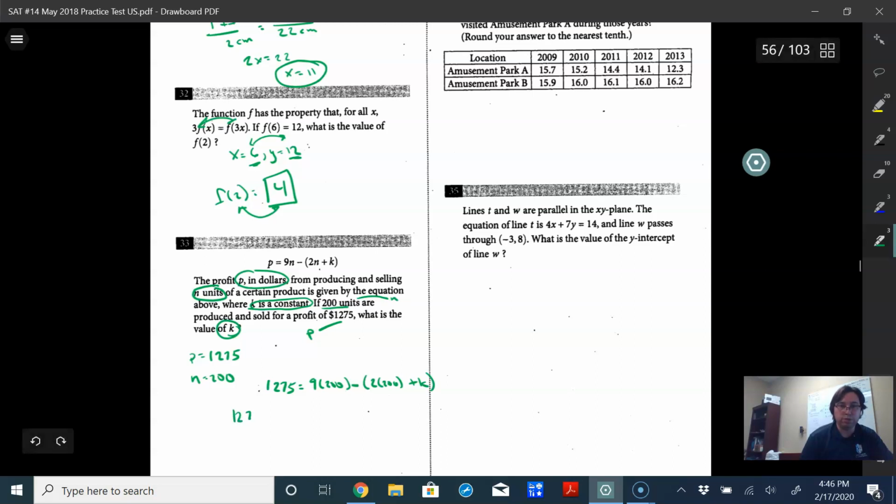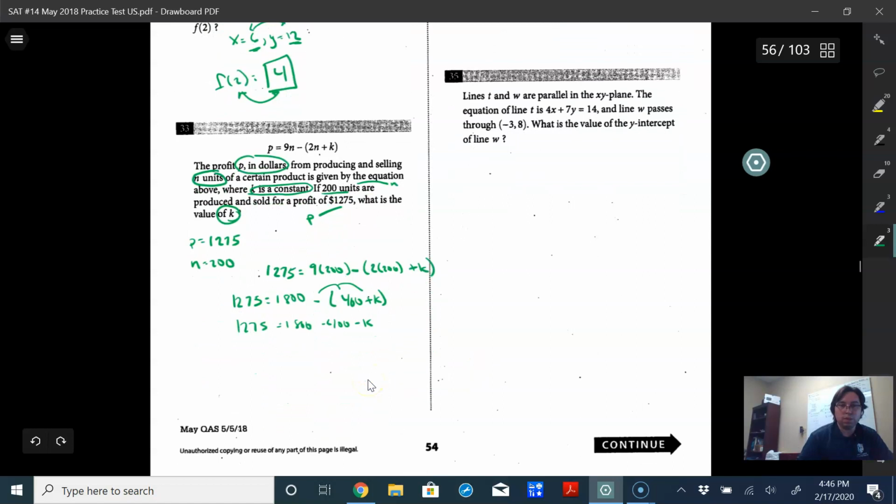So now we have 1275 equals 1800 minus 2 times 200, which is going to be 400, plus k. So let's just make sure we keep our things straight. We need to distribute the negative into this. So now this is going to be 1275 equals 1800 minus 400 minus k. Again, it's just making sure all of our ducks are in a row.